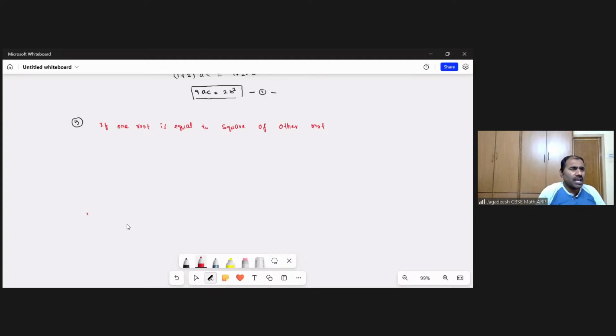Even yesterday, we have discussed this condition also. One root is square of other root. Then what is the condition? And the given quadratic equation is x square plus x minus k equal to 0. Better we write ABC values from this quadratic equation. A is x square coefficient 1, B is x coefficient again 1, C is constant which is minus k.